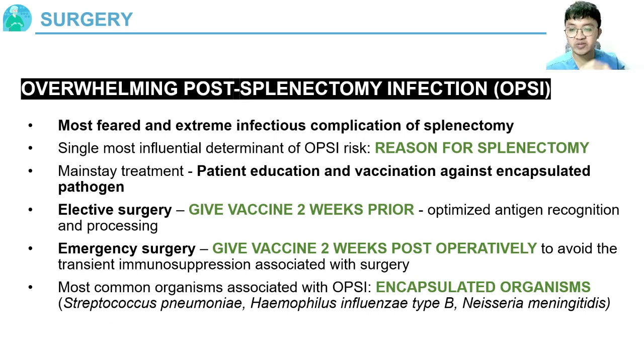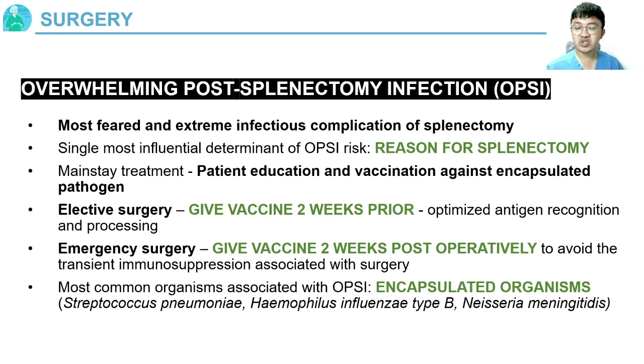Right? Why 2 weeks before? You need to allow time for the spleen to produce memory cells and digest and consume the vaccines in order for it to be transmitted to the other immune systems of the body. For emergency surgery, you need to give it 2 weeks post-operatively, because remember, these are live vaccines, and if you give them too early, the patient might still be in immune suppression. They might have side effects which are unwarranted, and their body cannot process the vaccines very efficiently.